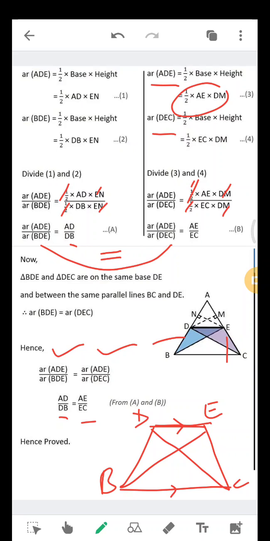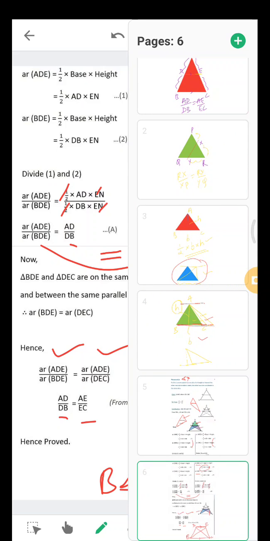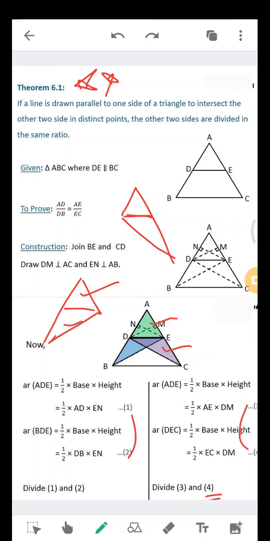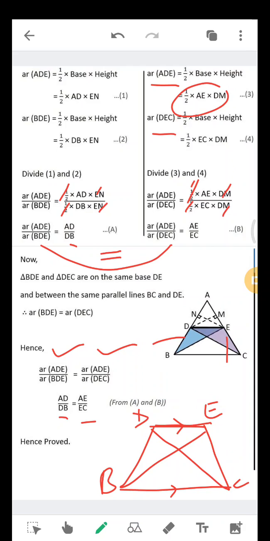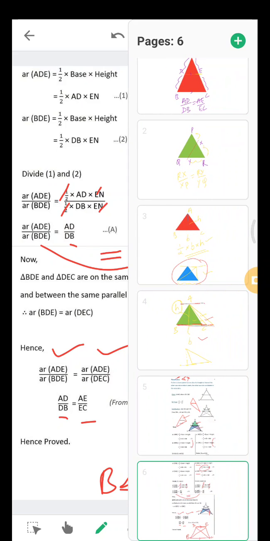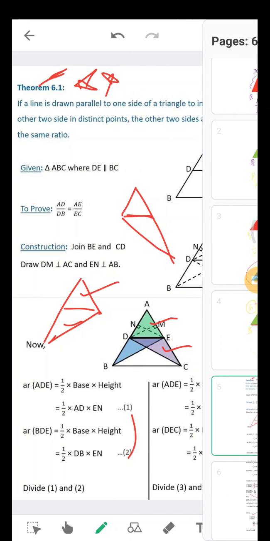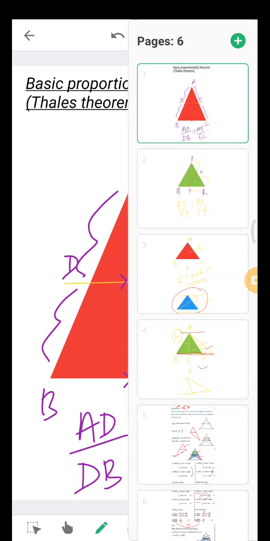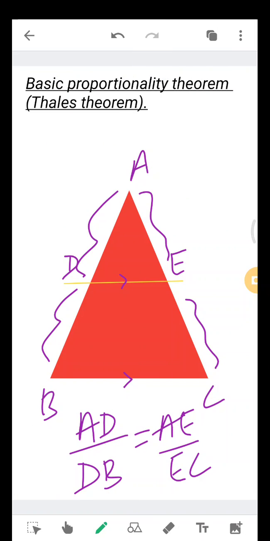Hence we proved the theorem that if a line intersects two sides of a triangle, then the two sides are divided in the same ratio. This is one of the most important theorems. So the theorem starts from here and ends here. Only the last two pages include the theorem, and all the remaining pages are just basics for understanding the theorem.